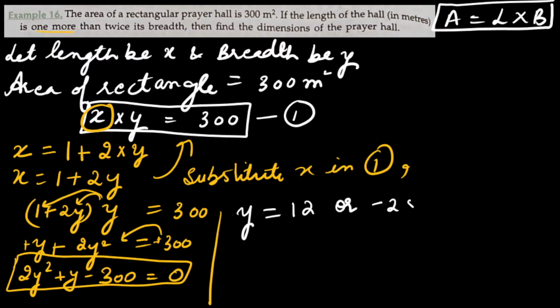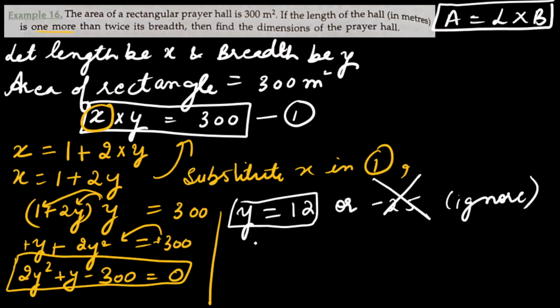Negative 25. Again, we are finding the sides. Sides cannot be negative, so negative 25 we will ignore here. So y is equal to 12 is the answer. That means y, which we assumed as breadth, is equal to 12 centimeter. We can find the value of x also.